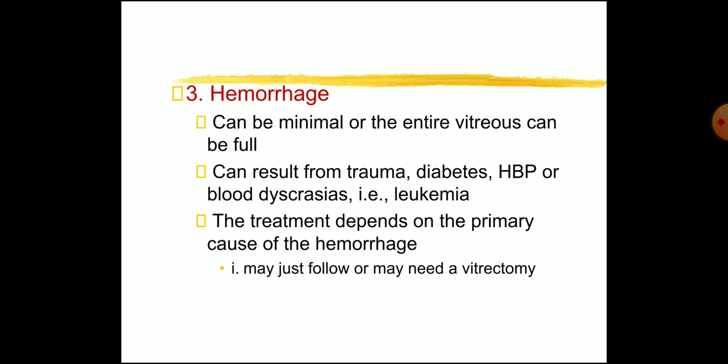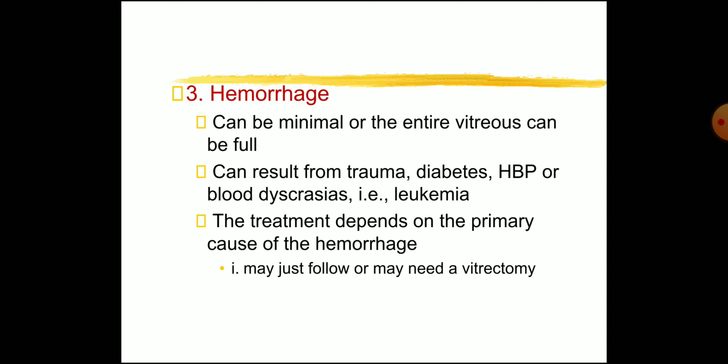The third one is hemorrhage. It can be minimal, or the entire vitreous can be full. Sometimes a small hemorrhage can occur in the vitreous, or sometimes the entire vitreous can be filled with blood. It can result from trauma, from diabetes where the microvascular vessels rupture, from high BP, or from blood dyscrasias like leukemia. These are the important conditions where hemorrhages occur into the vitreous.